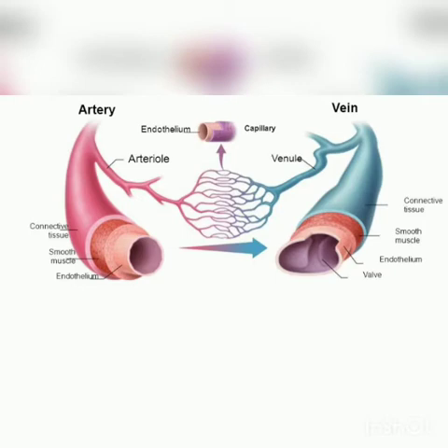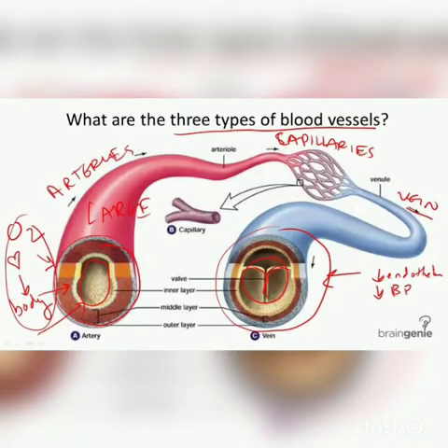Who carries this oxygen rich blood? Arteries carry the oxygen rich blood. The walls of the arteries are very thick. They carry oxygen to each and every part of our body, and the pressure in the arteries will be more. How is the pressure in the artery? It will be more when we compare it to the pressure in the vein.